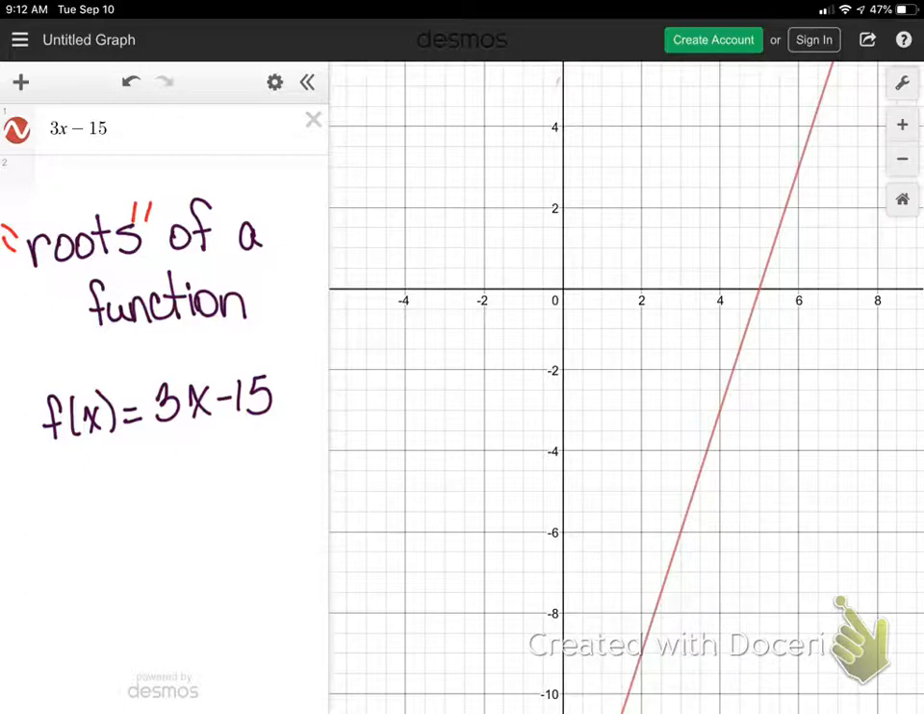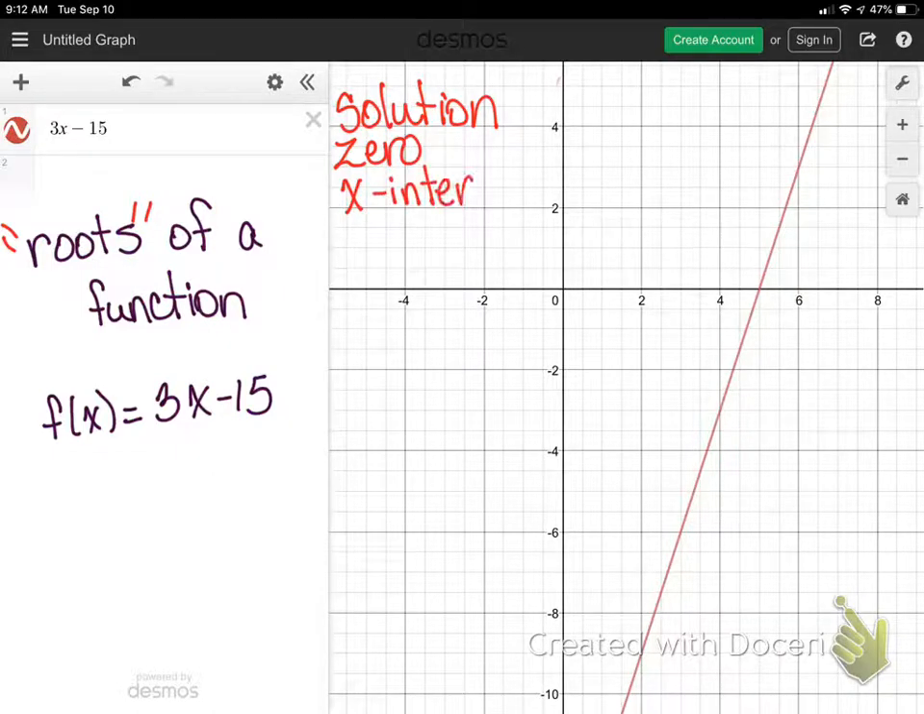Roots is not something that all books call it. Roots can be called a solution to a function. It can be called a zero of a function. It's also where the x-intercepts of a function are. Okay, now this is linear. And any time that we talk about something that's linear, we're almost always focused on the y-intercept. But you can have a zero of a linear function. The zero, or the solution, or the root of a linear function is where it crosses the x-axis.